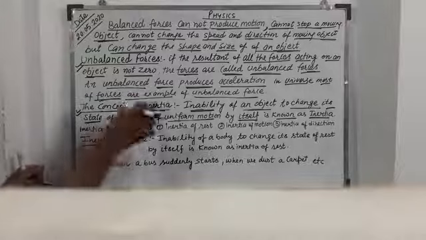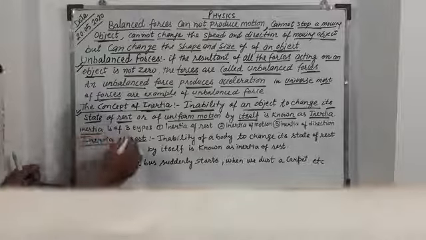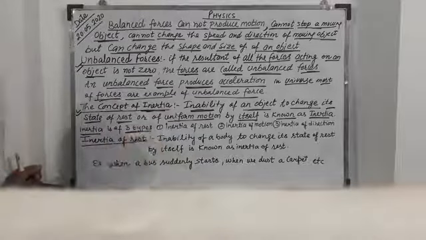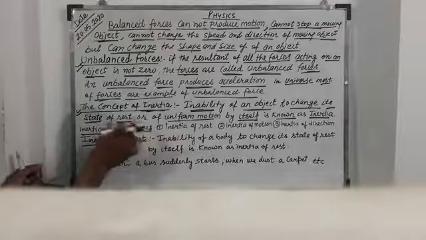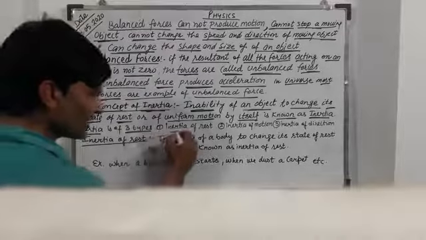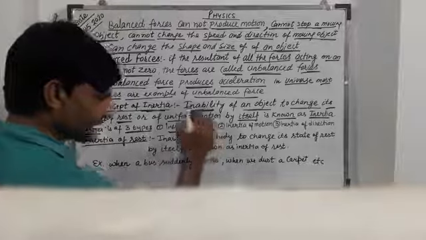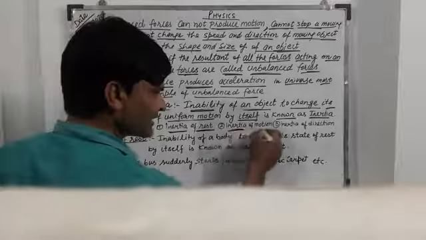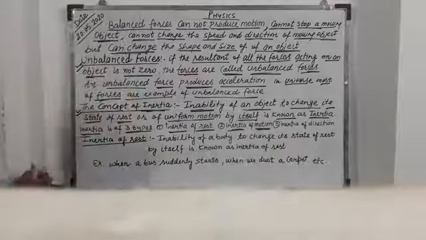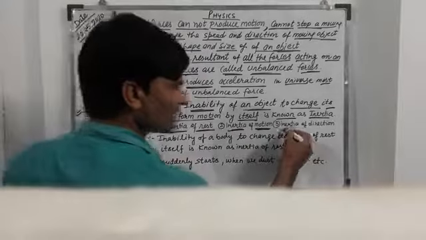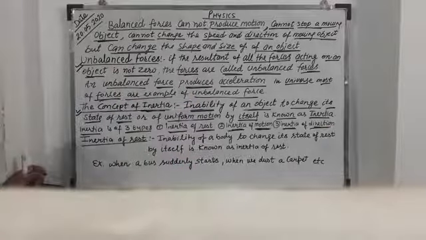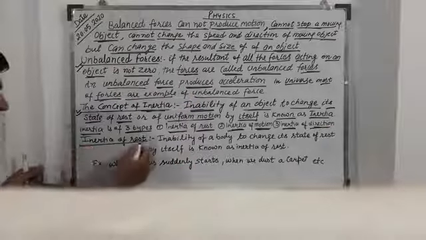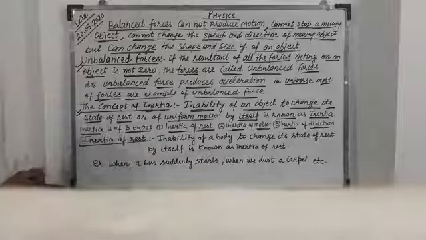On the basis of this, inertia is of three types. How many types? Three types. First is inertia of rest. Second is inertia of motion. And the third one is inertia of direction. So the first is inertia of rest.